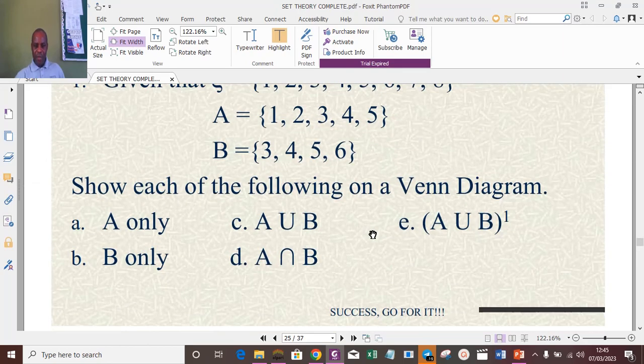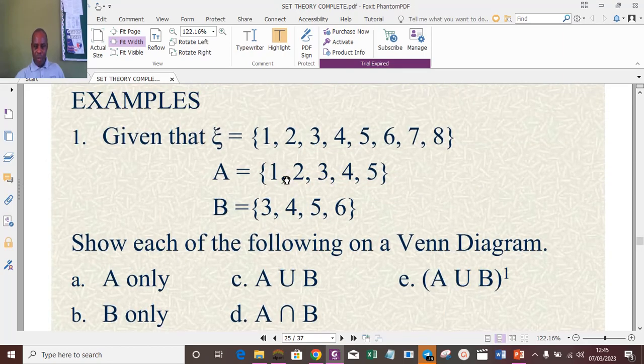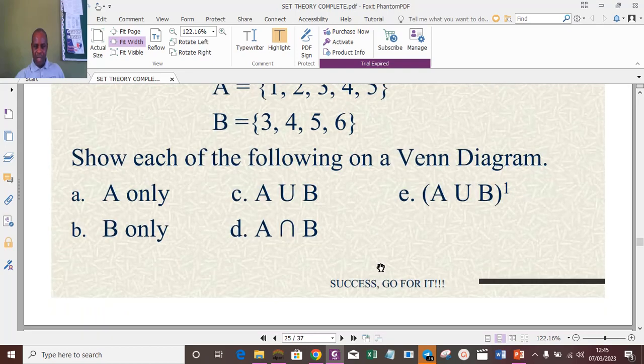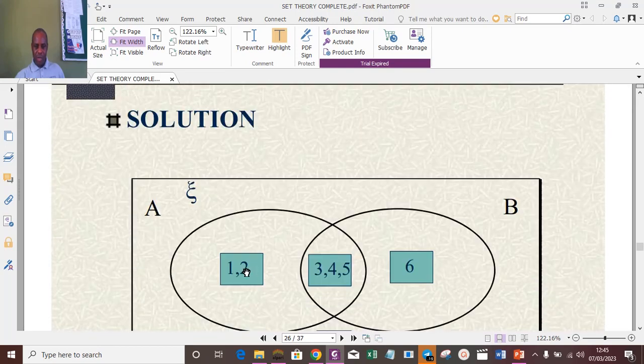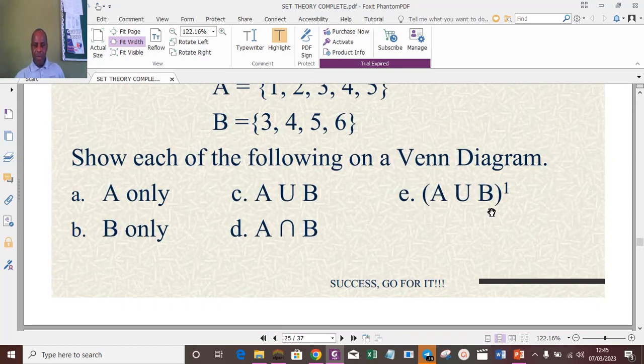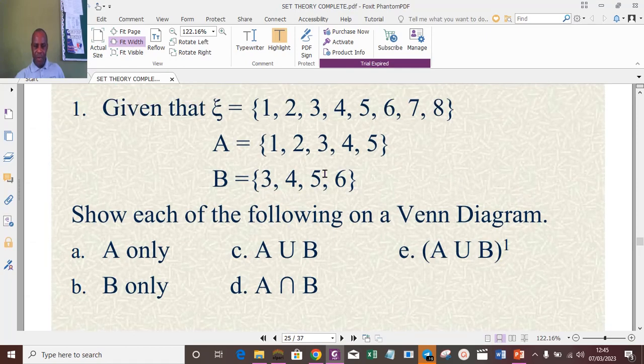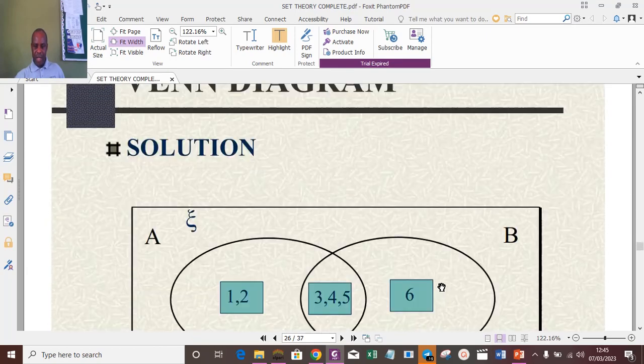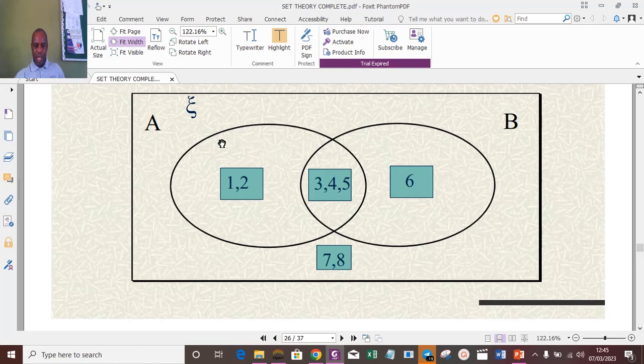So if you take 3 4 5 out of A, what is left? 1 and 2 is left. That's how you have 1 and 2 here. If you take 3 4 5 from B, 6 is left, you write 6 here. So this is A only, B only, A intersection B.